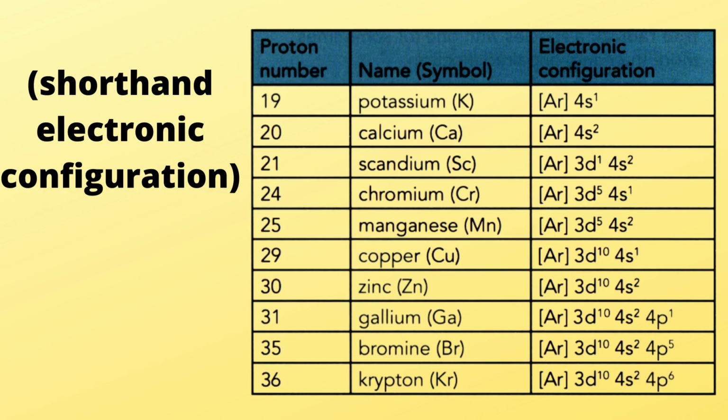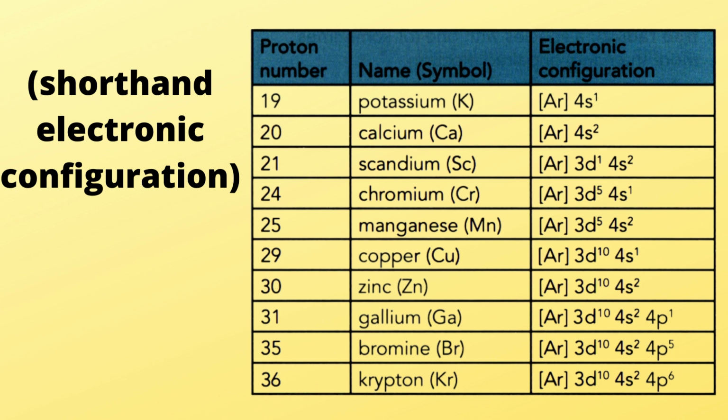Now the next form of writing is shorthand electronic configuration. This is shorthand because we replace some of the configurations by an inert gas. So this configuration is also called noble gas configuration or inert gas configuration.